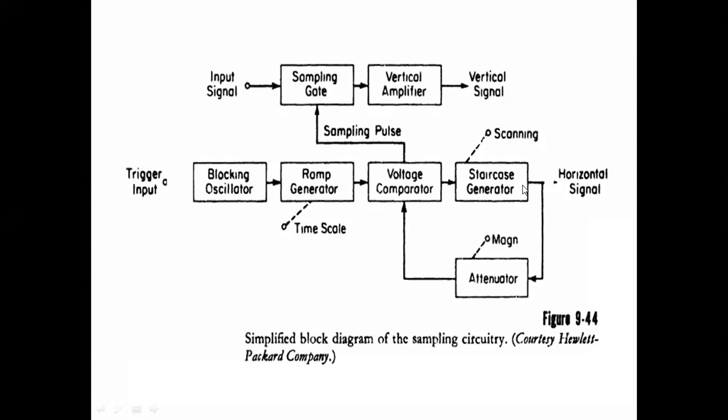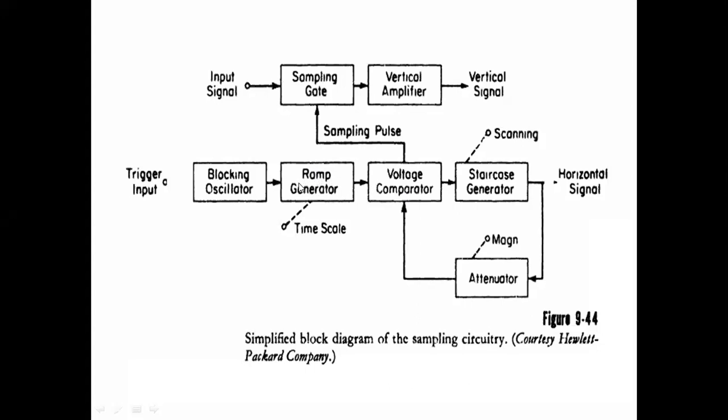The staircase generator is nothing but the steps of a building, one step over the other. Based upon that, staircase pulses will be generated by the staircase generator, and those signals are applied to the voltage comparator. Similarly, the other voltage signal from the ramp generator is applied to the voltage comparator.